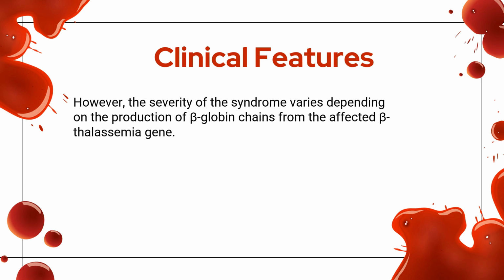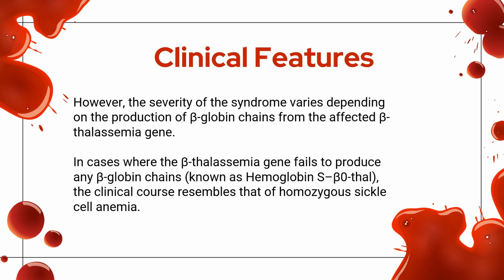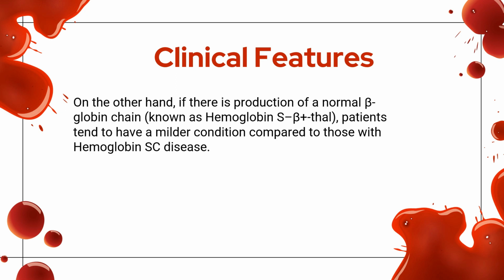Let's dive deeper into the different scenarios. In cases where the beta thalassemia gene fails to produce any beta-globin chains, known as hemoglobin S beta-0 thal, the clinical course resembles that of homozygous sickle cell anemia. On the other hand, if there is production of a normal beta-globin chain, known as hemoglobin S beta plus thal, patients tend to have a milder condition compared to those with hemoglobin SC disease.